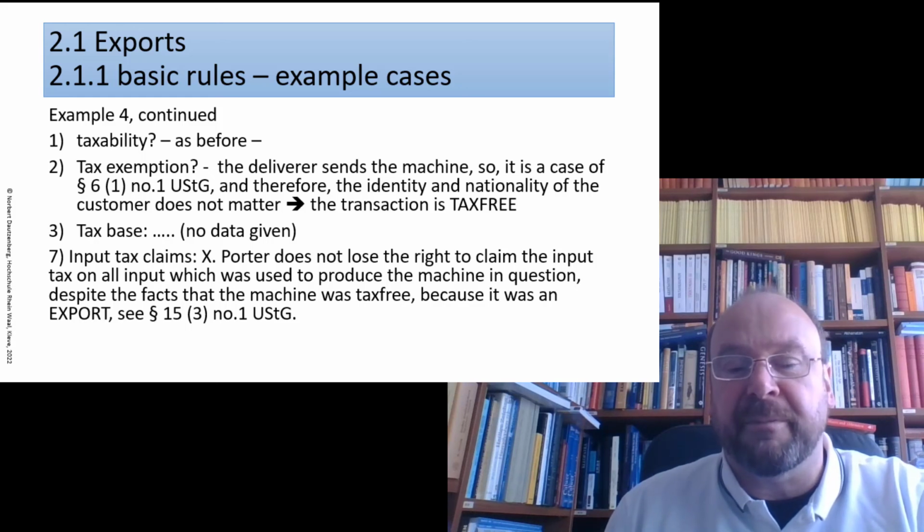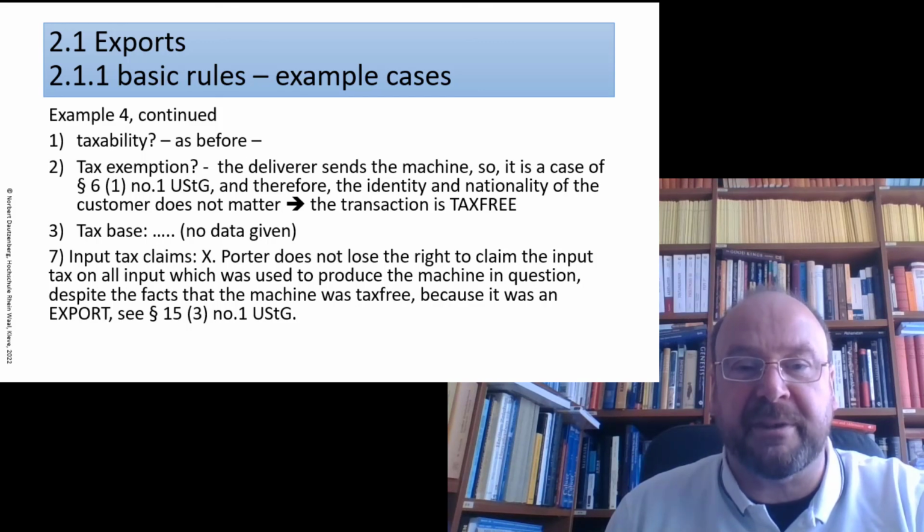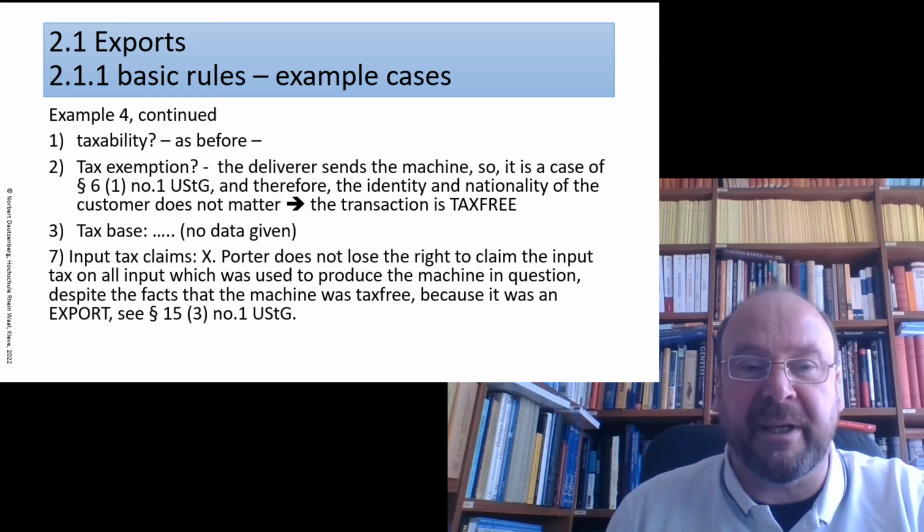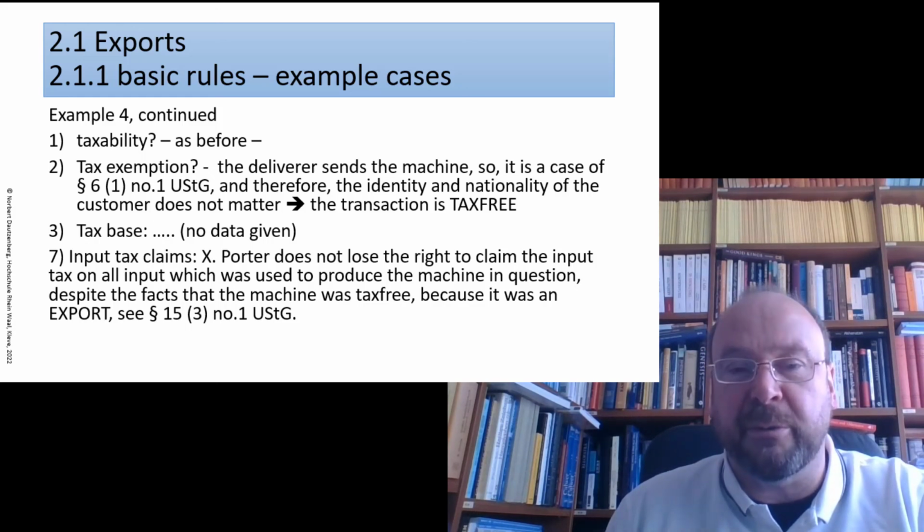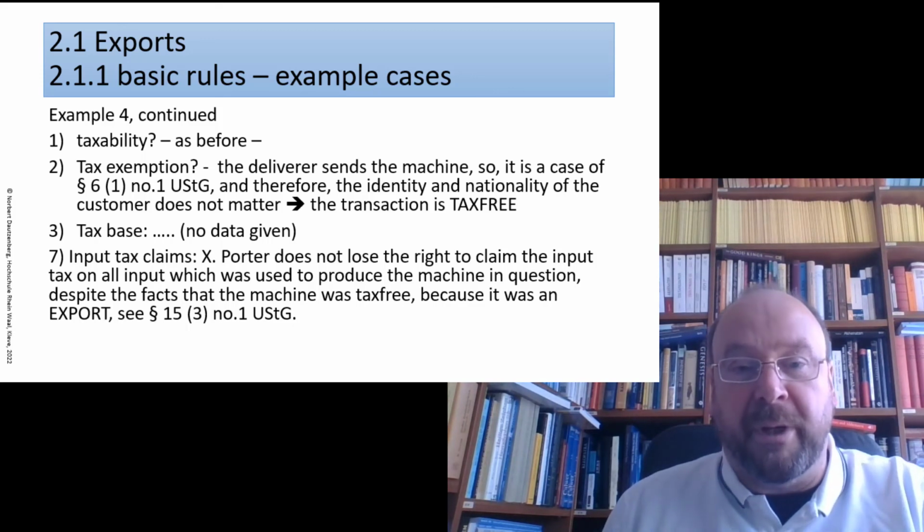So this was just the first introduction to the basics of exportations, and you see that it plays a role who is the customer, and all the rest is relatively plain and just playing around with the legal sources to get some practice on that.